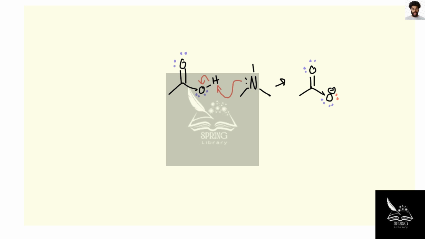Likewise, we need to draw the conjugate base of our trimethylammonium, which would be a nitrogen with still three bonds to methyl, as well as now a bond to hydrogen, and it would no longer have a lone pair. However, it would have a positive charge.